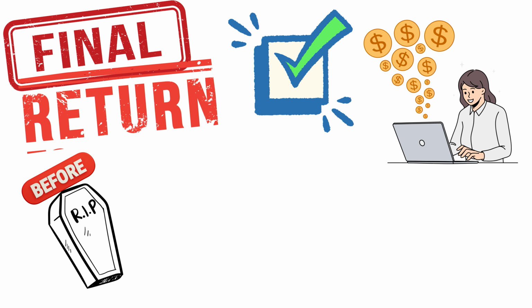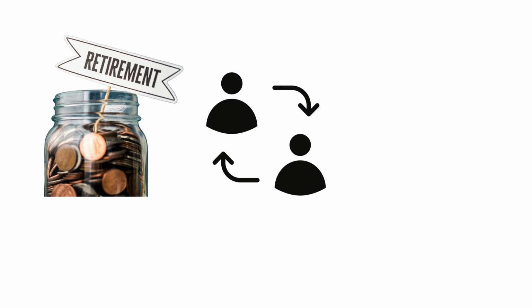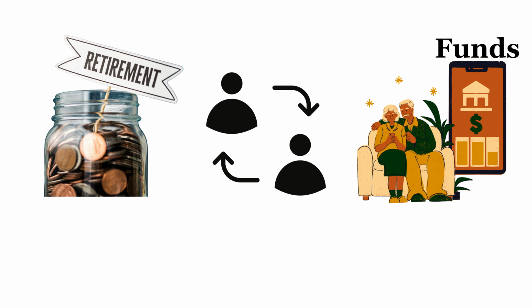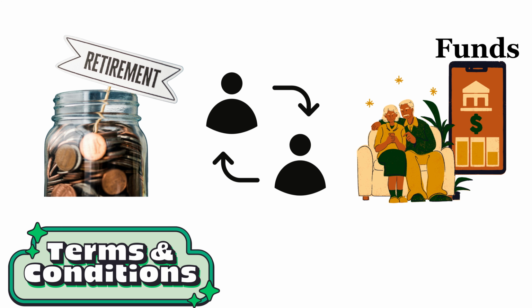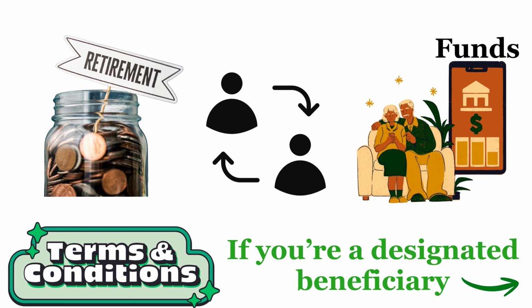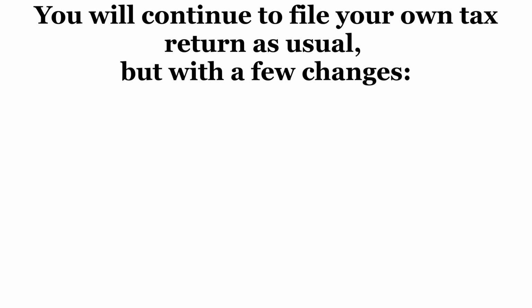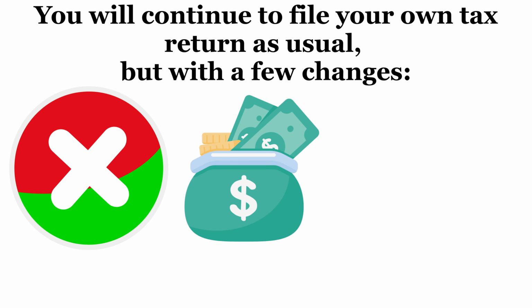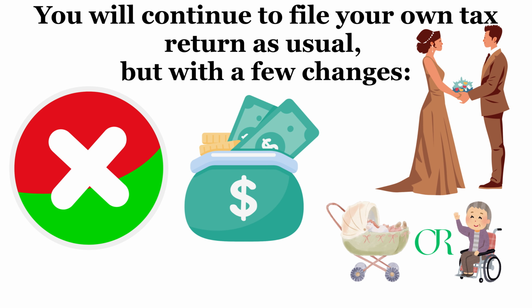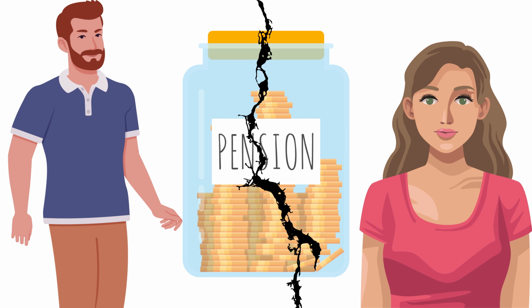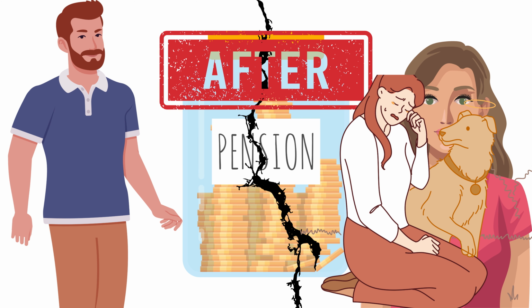In the final return, make sure to report all income earned before the date of death. If you're transferring assets like registered retirement savings plan or registered retirement income fund, it's important to understand the tax implications. These transfers may be taxable unless certain conditions are met. For example, if you're a designated beneficiary, you will continue to file your own tax return as usual. But with a few changes, you can no longer claim the spousal amount unless you remarry or support a new dependent. Pension splitting, if applicable before, is no longer allowed after the death of your spouse.